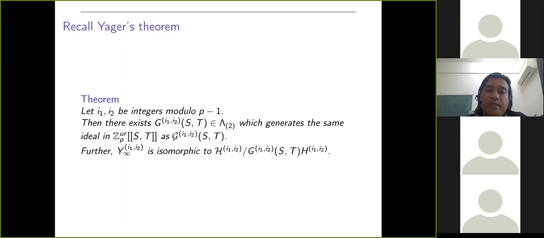Basically, Y infinity (i1, i2) is isomorphic to the Iwasawa algebra in two variables modulo an ideal generated by this G. So this is what Iwasawa's results would have predicted.